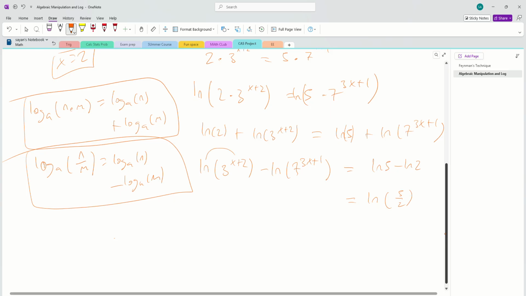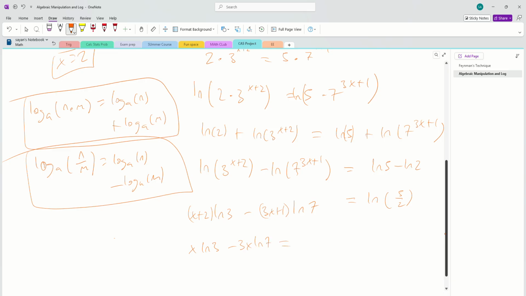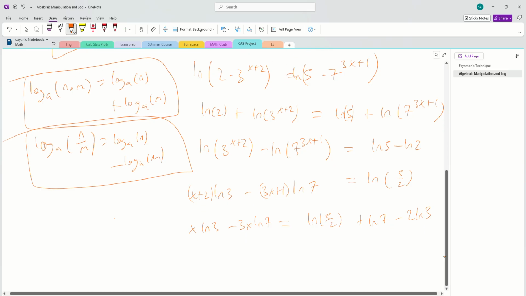But anyway, we're going to use our taking out the exponent. Remember our taking out the exponent. So x plus 2 multiplied by ln 3 minus 3x plus 1 times ln 7. Now let's expand this. We'll get x ln 3 minus 3x ln 7. And then I'm just going to bring the rest of these things to the other side. So we'll have ln 5 over 2 plus ln 7 minus 2 ln 3. I hope that I did that correctly. I think I did. Yeah.